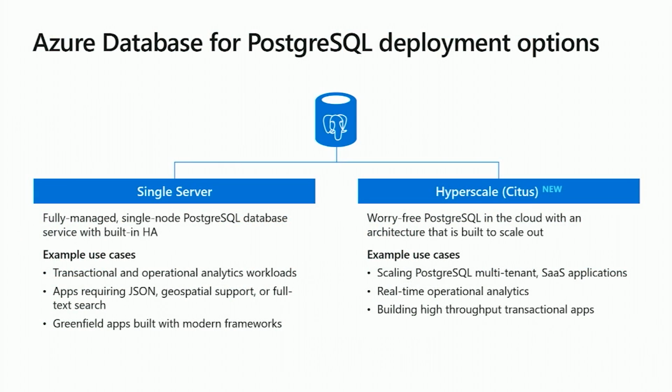Okay, so basically let's start with deployment options. Yeah, so the deployment options that Azure Database for Postgres has are the single server option and then the Hyperscale Citus option. Single server option is where you can deploy a Postgres database on a single server and get all the PaaS benefits. Next is Hyperscale Citus, in which you can deploy Postgres across multiple servers and scale as your workload grows.